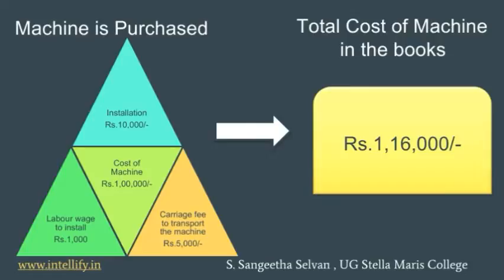When you purchase a machine, for example, if the cost of the machine is 1 lakh and you incur several other expenses, that is installation charges rupees 10,000, labor wage to install is rupees 1,000 and carriage fee is 5,000. So the total cost of the machine in your books of accounts would be rupees 1,16,000, not just 1 lakh just because the cost of the machine is only 1 lakh. No, the other expenses incurred because of the machine will also be accounted, as it is the cost of the machine only. So the total cost of the machine in the books will be rupees 1,16,000. This is what we mean when we say all assets are recorded at the purchase price.